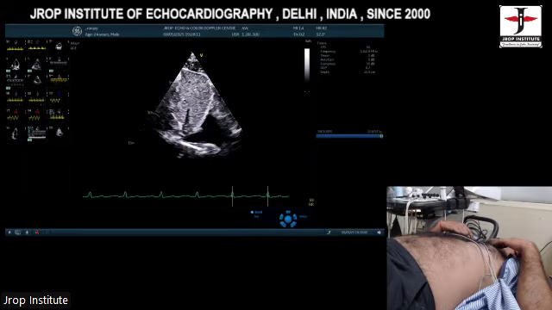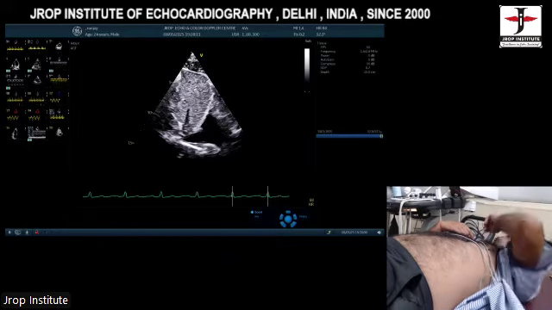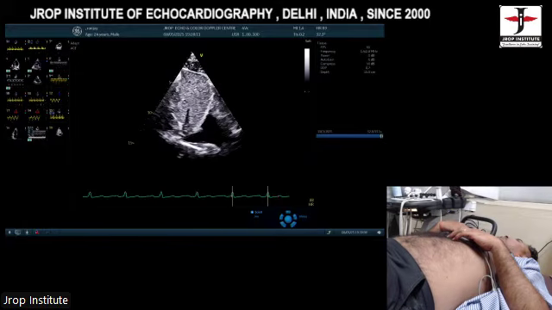In fact, whenever we are going to quantify AR, one of the best methods is in the parasternal window only, where we look at the vena contracta, the jet which is originating between two leaflets of the aortic valve. But why that is not seen in the 3-chamber or 5-chamber view is because in the parasternal window, the jet is seen between the right coronary cusp and non-coronary cusp.